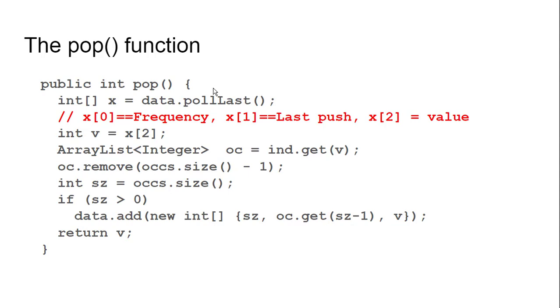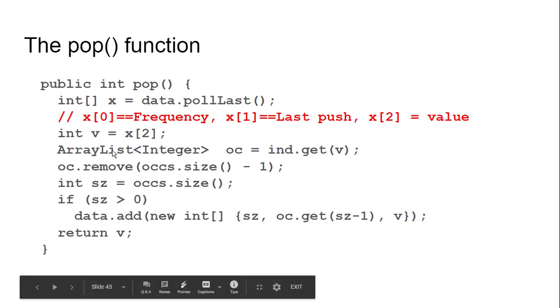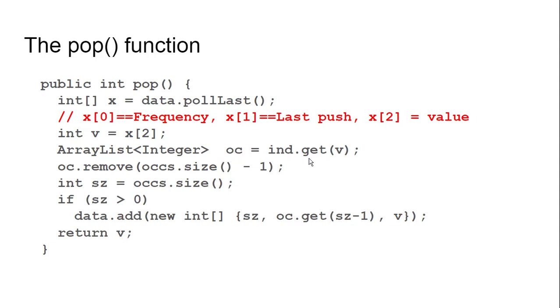So this is the pop function. From the ordered set, we take the last one. So this is the one that has the highest frequency. When I use an array for recording different kinds of information, I generally have a comment in my code to indicate what the different elements of the array are, and this helps me write the other code. Given the value, this v will be the value that we popped, but we still need to update the data structure to maintain information.